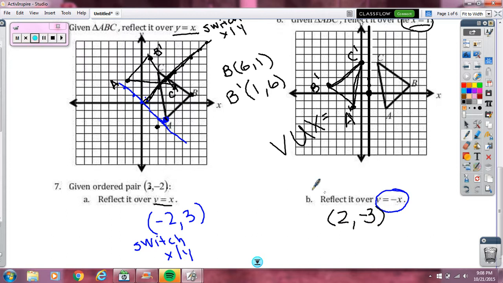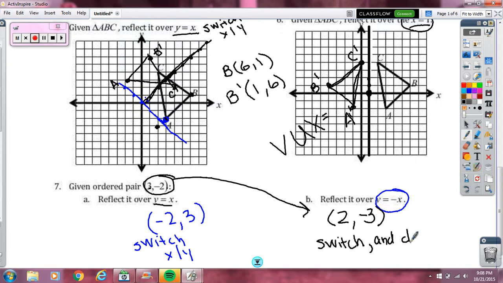So I could get it from the drawing, or maybe the quick way to get there, the original point was at 3, negative 2. The new point was at 2, negative 3. So I had to switch the numbers, put the 2 first, 3 last, and change their signs. So that's like a rule if you want to remember it that way.